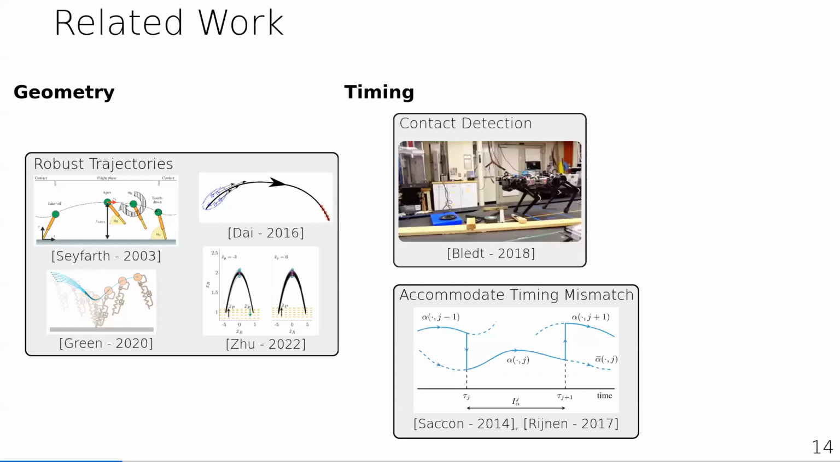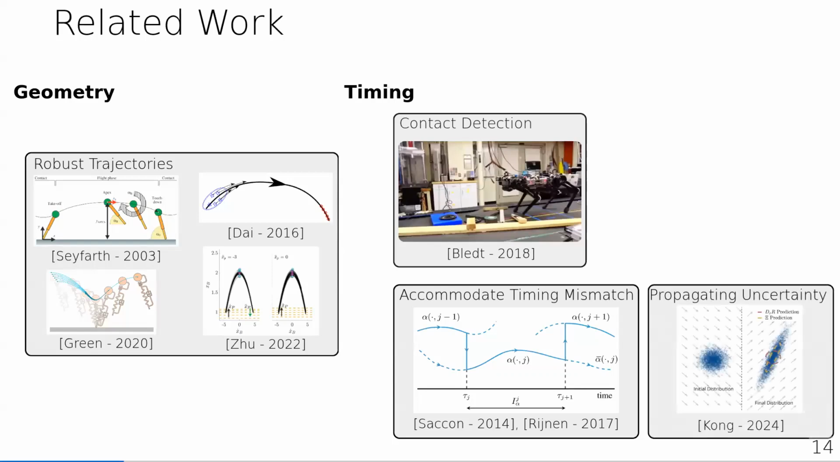Another thing that we have to think about, which is also related, is how uncertainty actually gets propagated through this impact event, due to the fact that timing changes as well. And this is interesting work from Cohn talking about the saltation matrix and how that's the correct linearization through a hybrid mode.